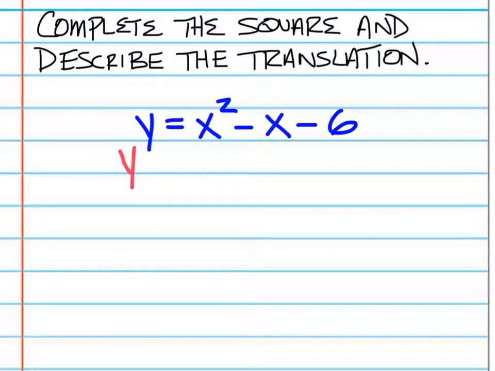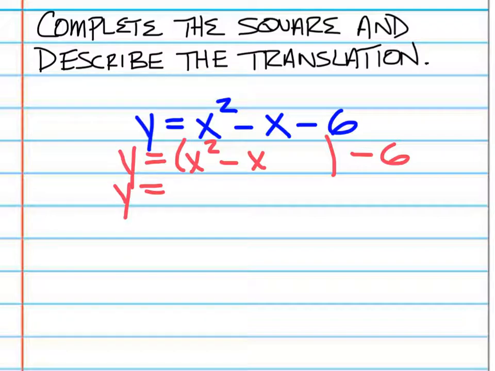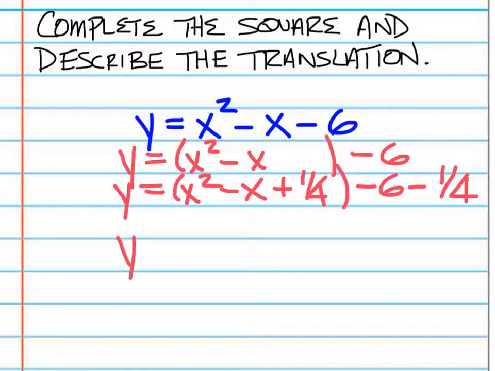You have to do x squared minus x together in a quantity. Leave a space, subtract 6. And then you need to do half of the middle term. Half of minus 1 or positive 1, whichever you do, it's still going to come out to be positive when you square it. Half of 1 is 1/2. So 1/2 squared is 1/4. Add 1/4 on the inside, subtract 1/4 on the outside.